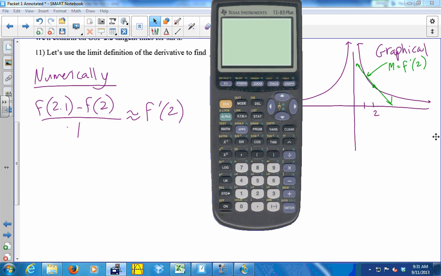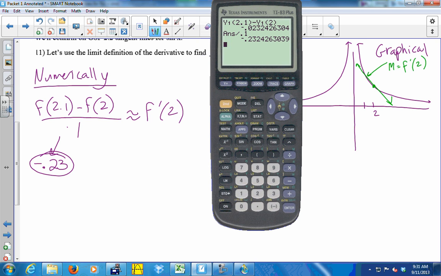So 1 over x squared. So y1 at 2.1 minus y1 at 2, divided by 0.1, negative 0.23. Okay, so it came out negative, which matches the idea from our picture that it should be negative.